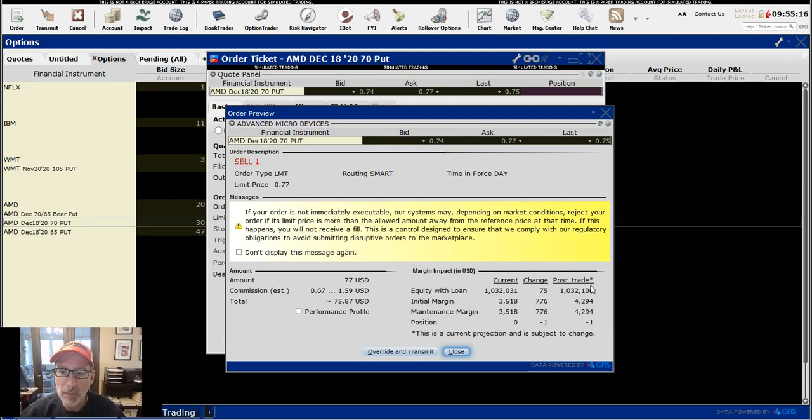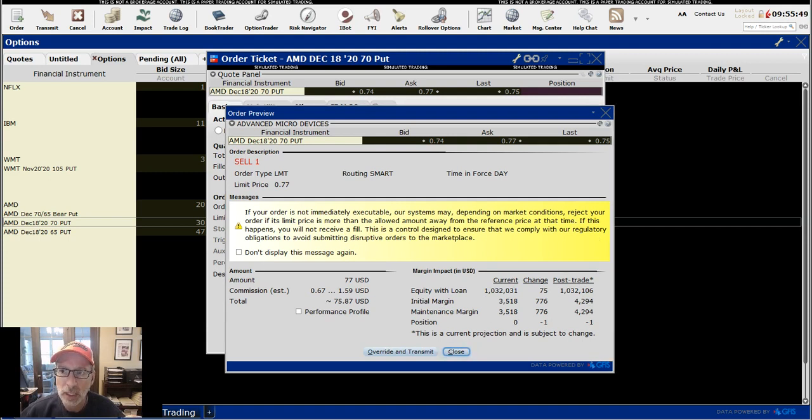$4,294. So out of my $1 million, this is fake money, a simulated account, out of the $1 million, $4,294 has to be held aside while this trade is active. So my $1 million account is going to be decreased by $4,294 that I can play with. All right. So if I was going to send this trade through, I'd click override and transmit. I'm not going to do this trade. So I just want to make sure you understand. If you trade with Interactive Brokers, you can see this information right here is very important to understand.